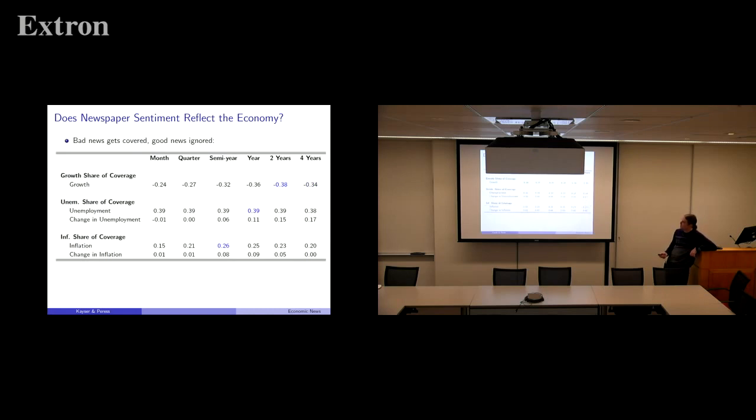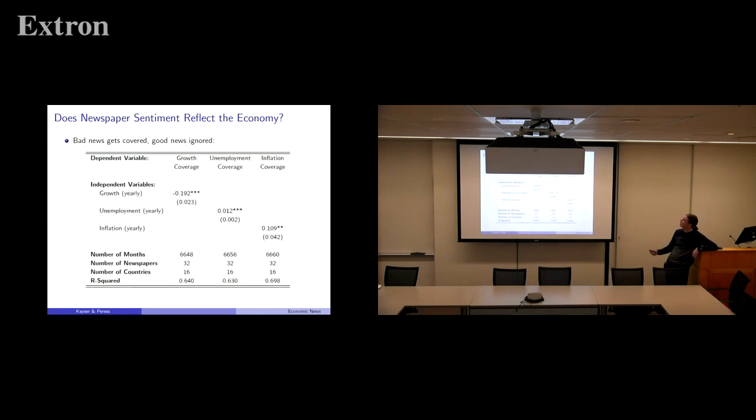So here we're correlating the fraction, among the economic coverage, that's devoted to growth, unemployment, and inflation. Here what we find is that when growth is high, there's a lot less focus on growth. When unemployment is high, there's a lot more focus on unemployment. When inflation is high, there's a lot more focus on inflation. So the newspapers tend to focus on whatever is not doing so hot. Same results in regression form. Media tends to focus on whatever's bad.